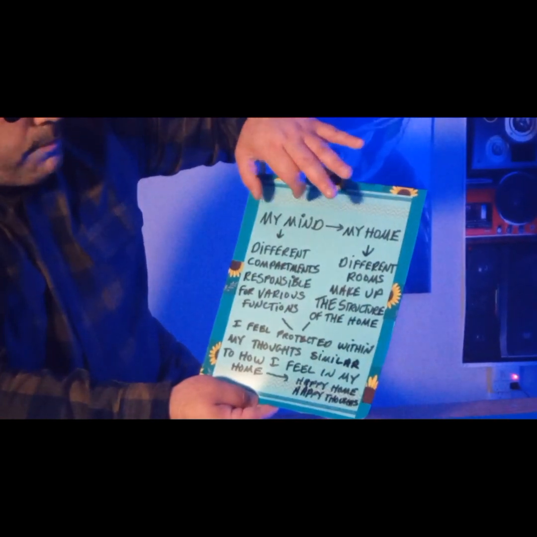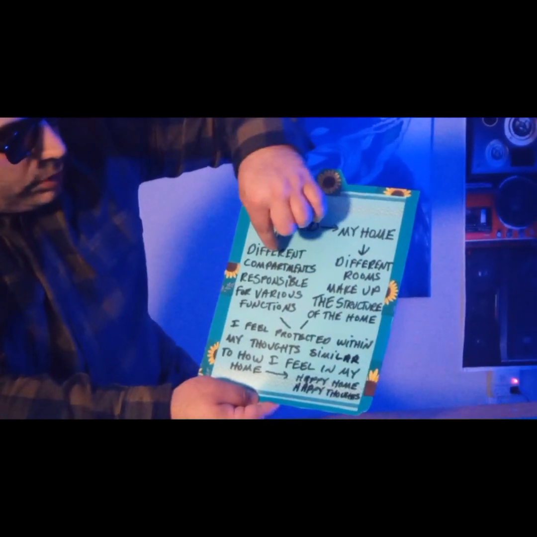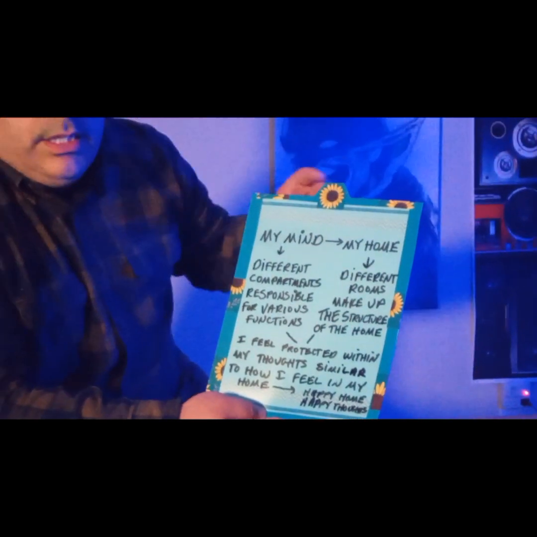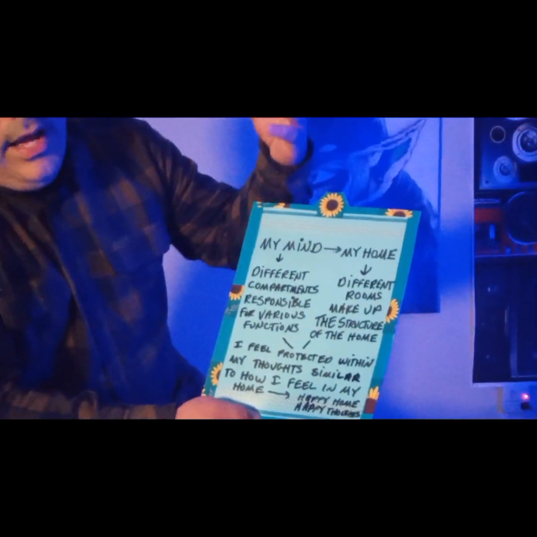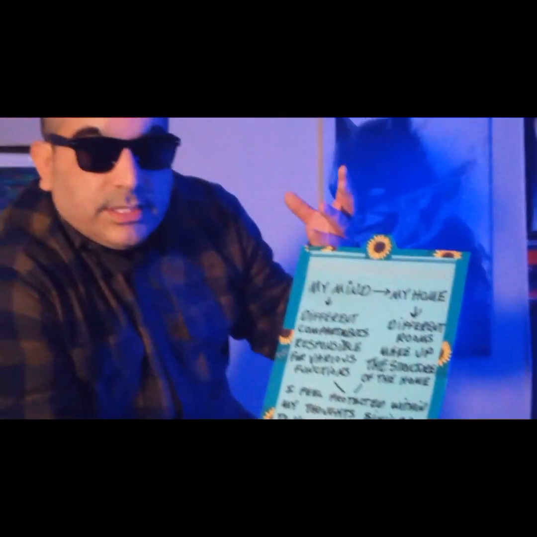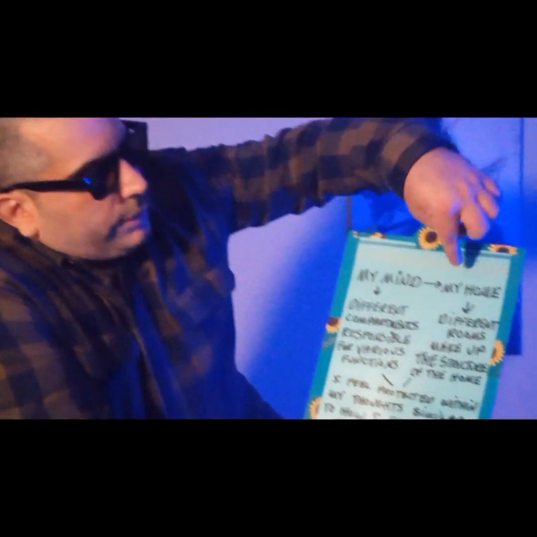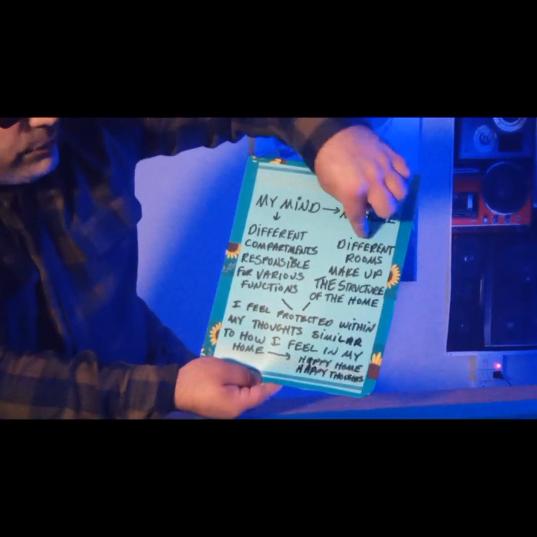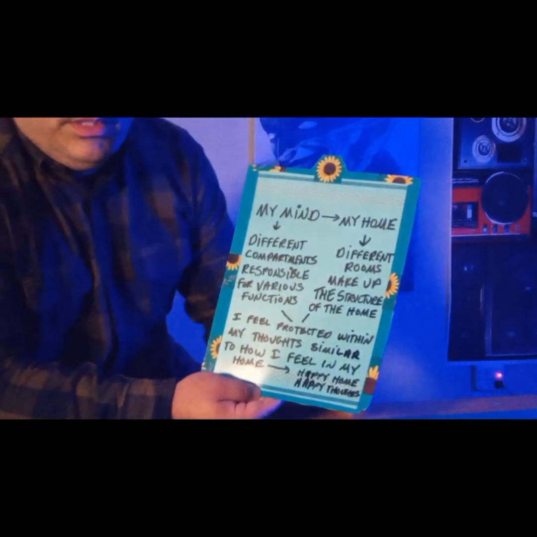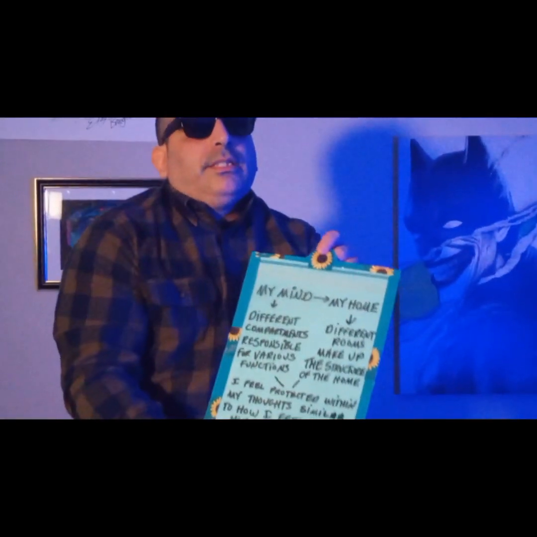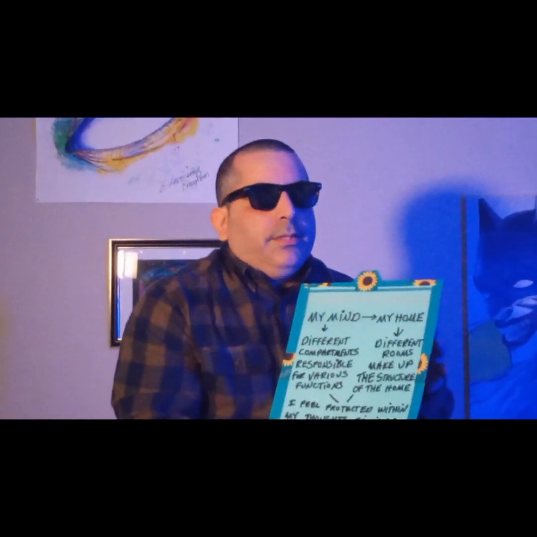So within my mind, you notice there's different compartments responsible for various functions. There's certain parts of the brain that deal with the creative side of us. There's certain parts of our minds that deal with decision making, and so forth. And with my home, I have different rooms that make up the structure of the home. So you see the similarities there, despite the fact that they're two different things. There's a bridge you can make between the rooms in your home and the compartments or different thoughts in your mind.